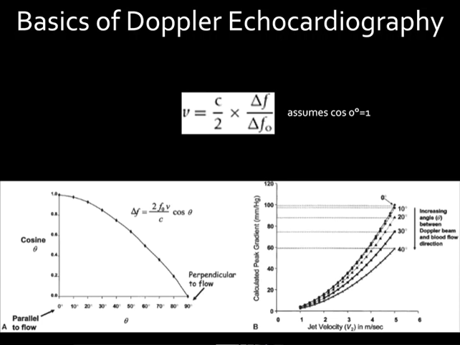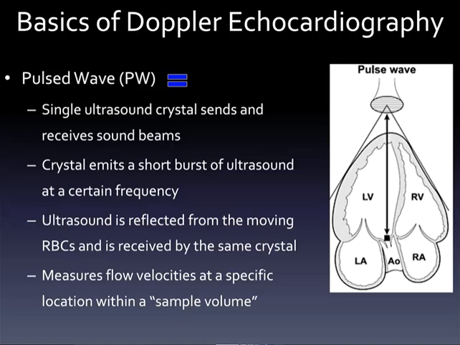Now, pulse wave. There are two different modalities of the way that the ultrasound transducer emits and receives the Doppler signal. With pulse wave, there's a single ultrasound crystal, and that same crystal sends and receives the sound beams. It gives a short burst at a certain frequency, and what we're looking for is specifically at a certain sample volume, what is the velocity there? So this allows us to specify, I want to just look at the velocities in the LVOT. That will be pulse wave for you.